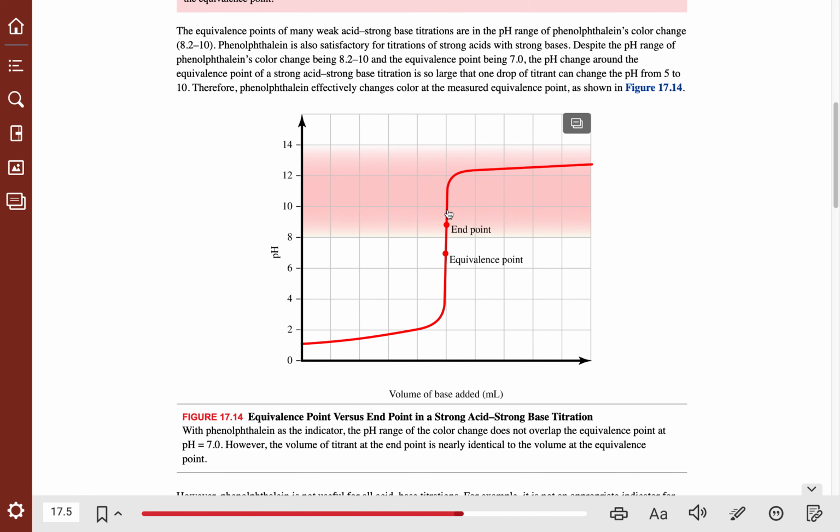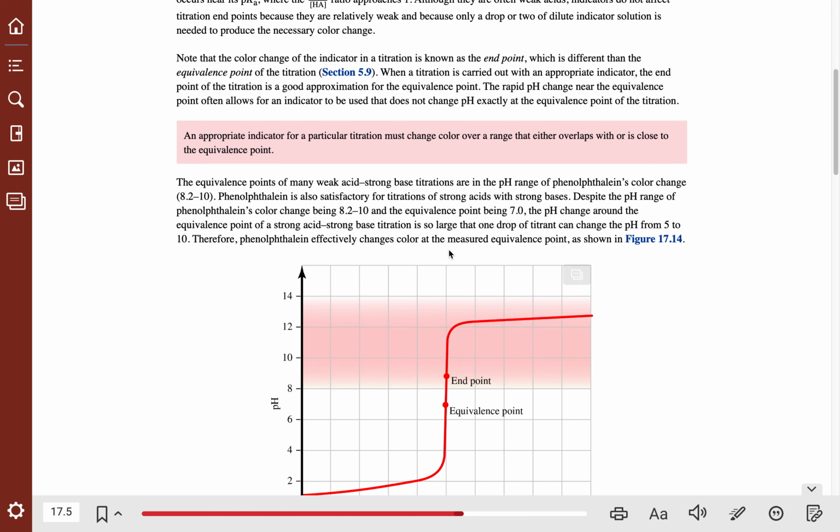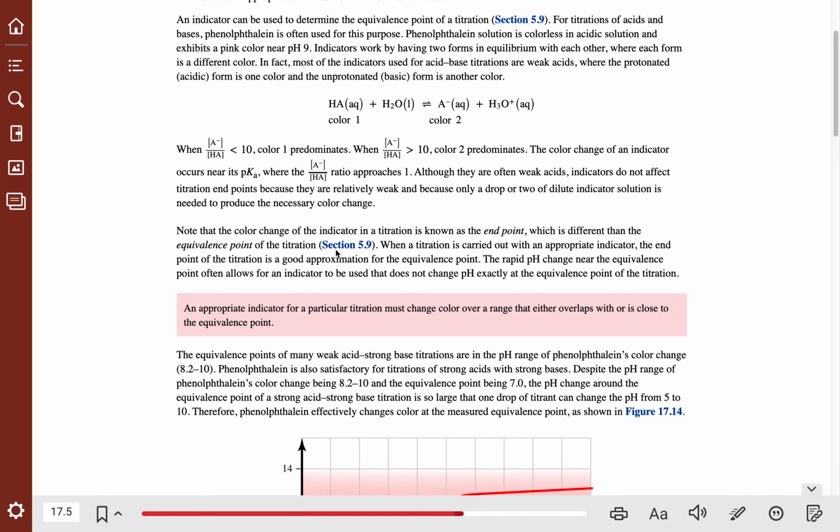So what we're doing in those titrations is we're using what we call the end point of the titration. That is the point at which we see the first sign of color change. That's our end point. That's an approximation for the equivalence point. But notice the milliliters of base added, it's almost exactly the same as the equivalence point. So it's an appropriate approximation.